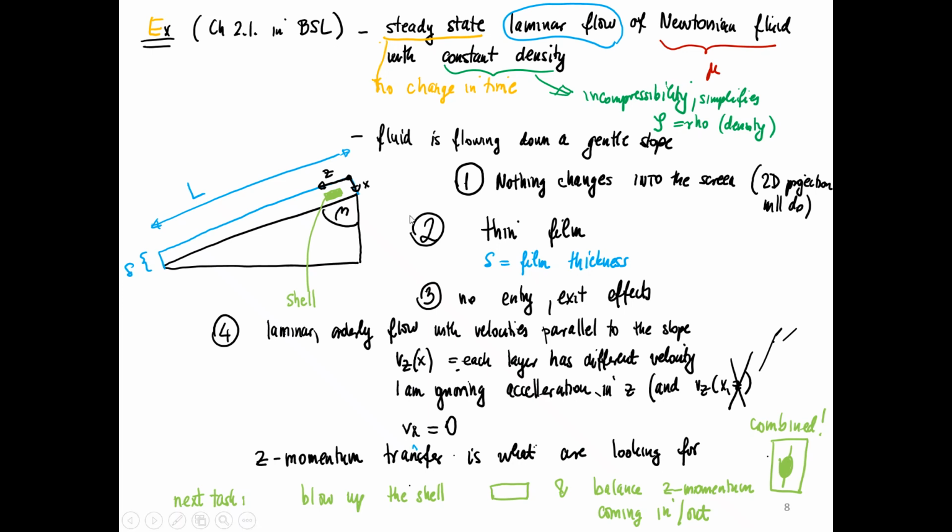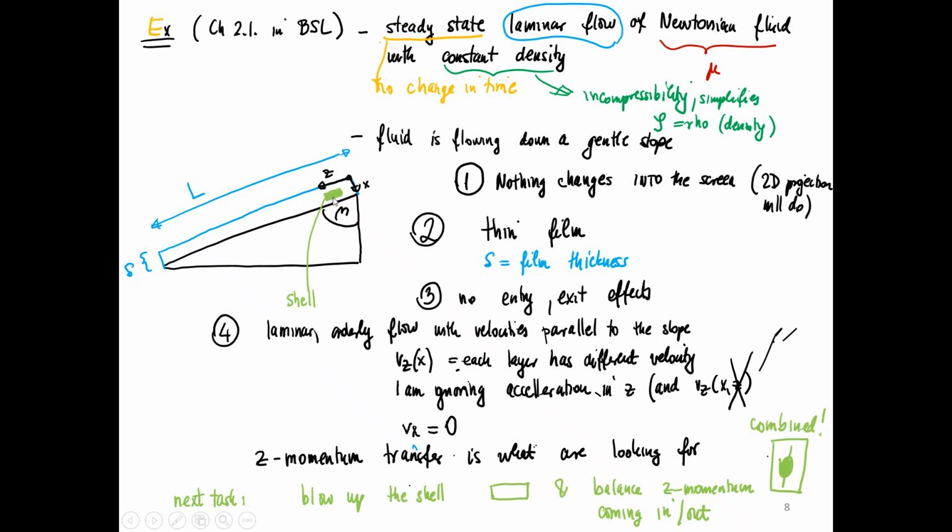I'm also ignoring any kind of acceleration down this plate. So I'm not assuming that vz will change as I go down the plate, because the plate is barely inclined. Okay? That's a simplification. It's sort of like first order accuracy if you think about it. Okay? And then I'm going to really look only at z momentum transfer into this cell.